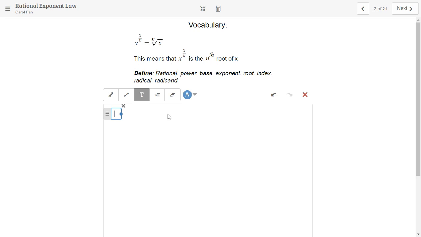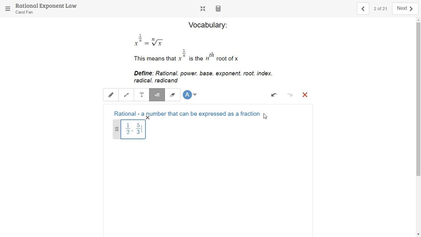The word rational is a description for a number that can be expressed as a fraction. So, numbers that can be expressed as a fraction, this would be like your regular fractions. It could be an improper fraction, and it could even be a whole number. Because if I have a whole number like 8, I could rewrite it as 8 over 1.